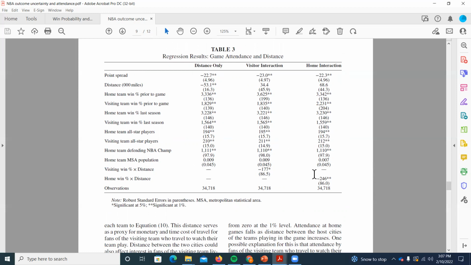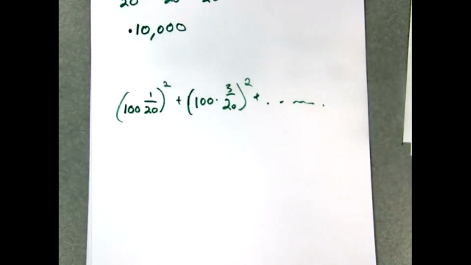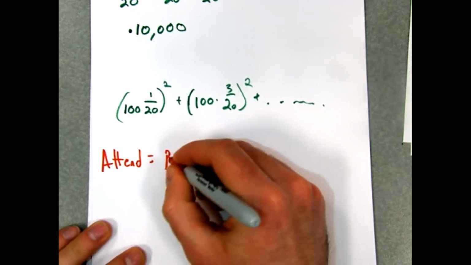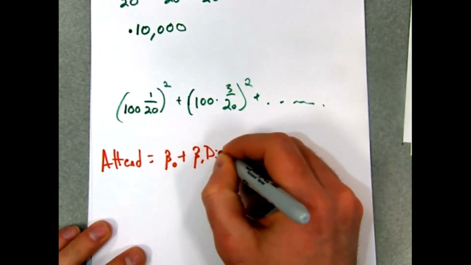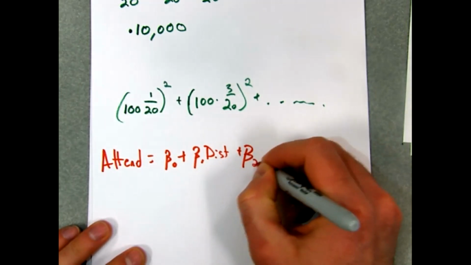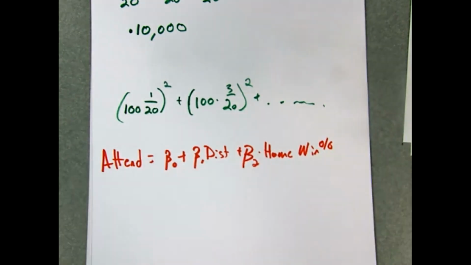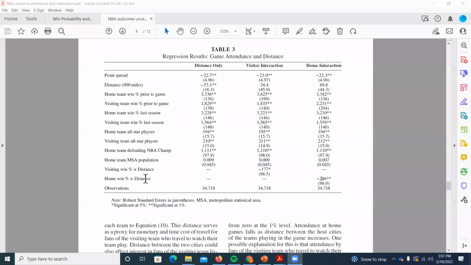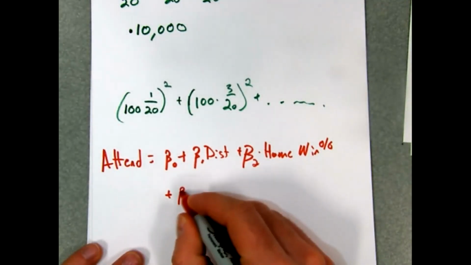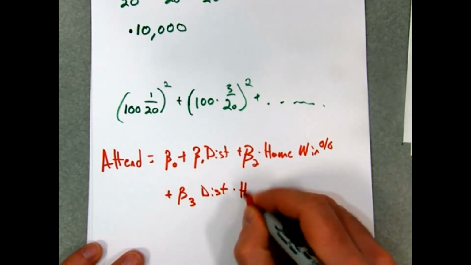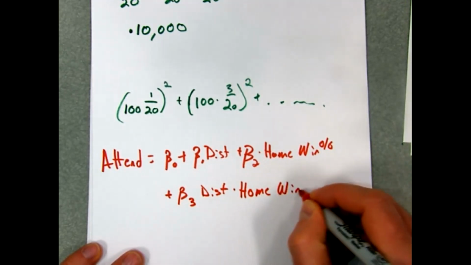Okay. So here, if I've got attendance, and I'm thinking about it as a function of distance, the quality of the team. Let me make sure that's what that was, right? They were interacting home win percent. Yeah. And then I include the interaction between these two, right? So distance times home team's win percentage.